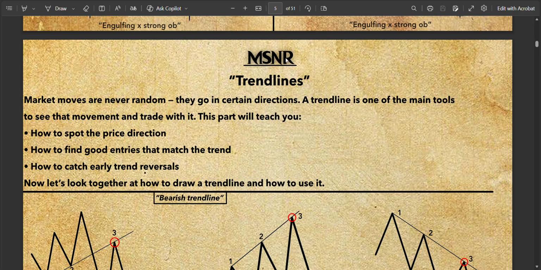So when we come to MSNR training, the market moves are never random. They go in a certain direction. Trend line is one of the best, one of the main tools to use at that moment and trade with it. This part will teach you how to spot the price direction, how to find good entries and match the trend, and how you can catch an earlier entry reversal. Now let's look together at how to draw a trend line and how to use it.